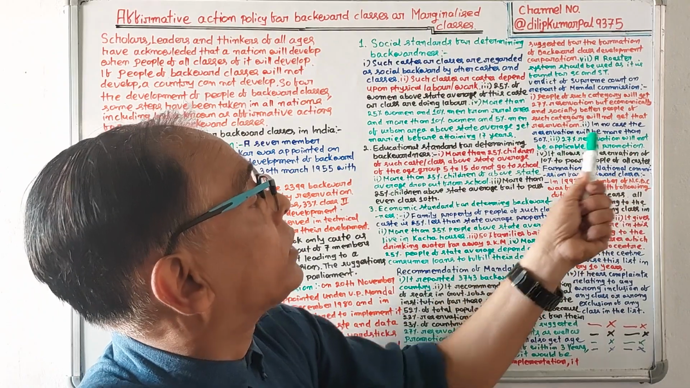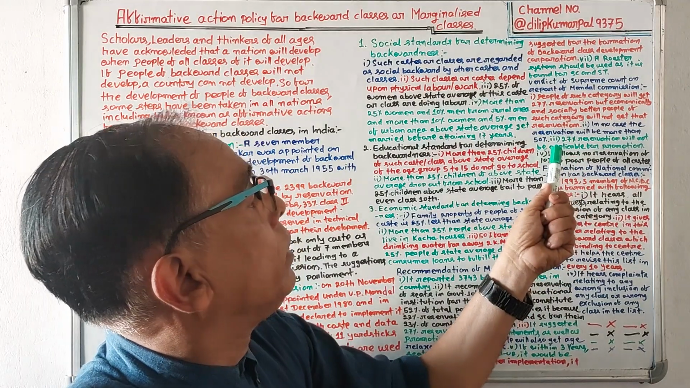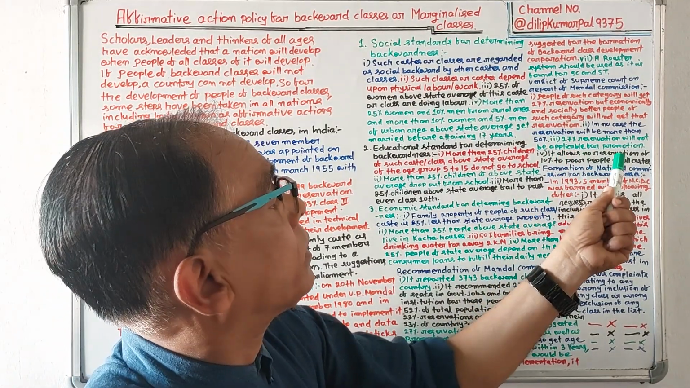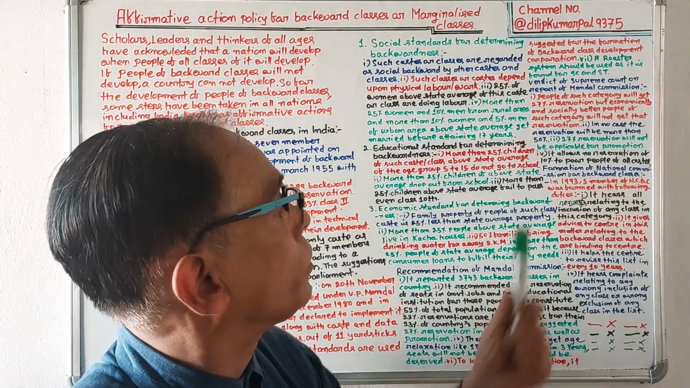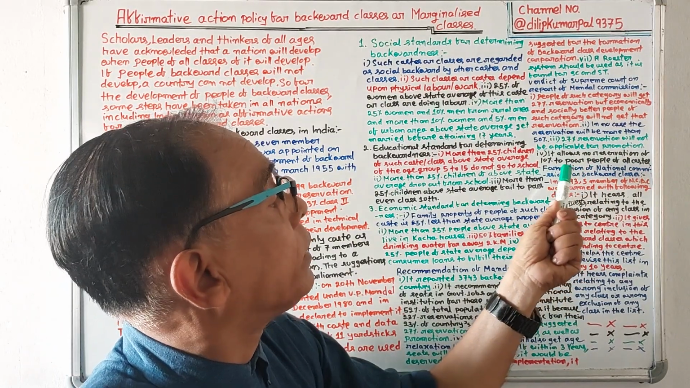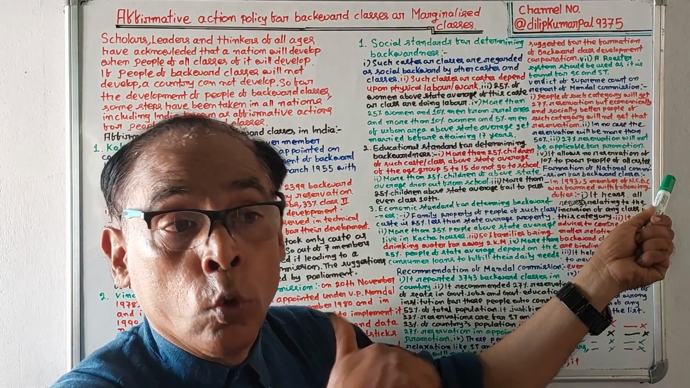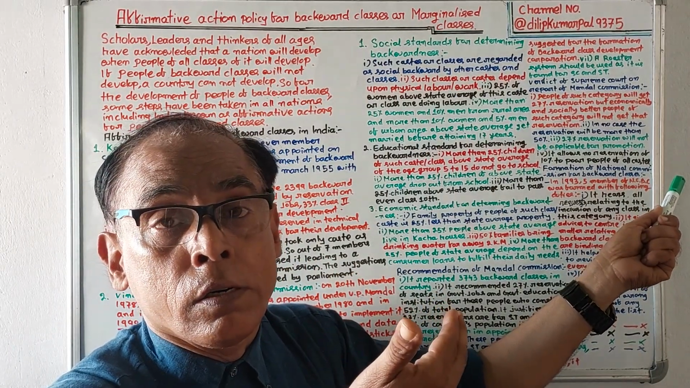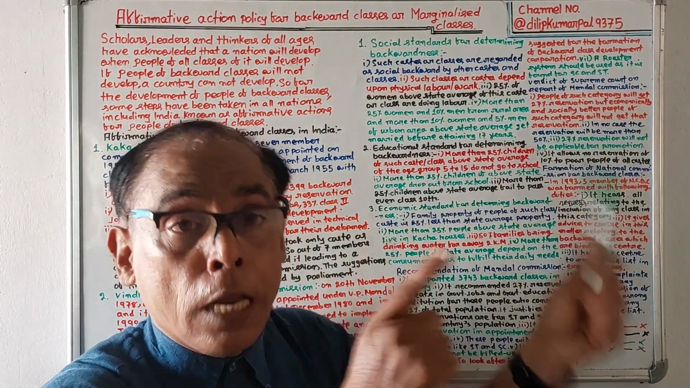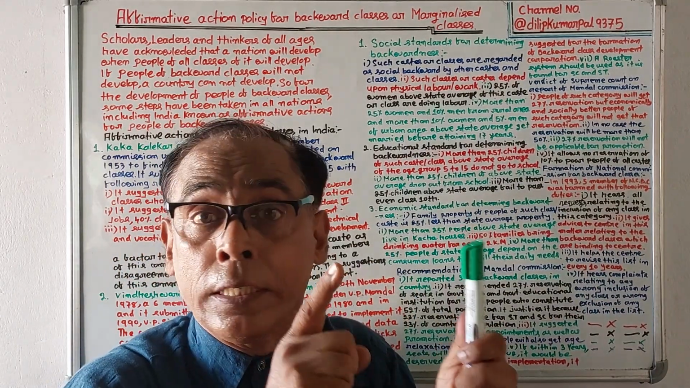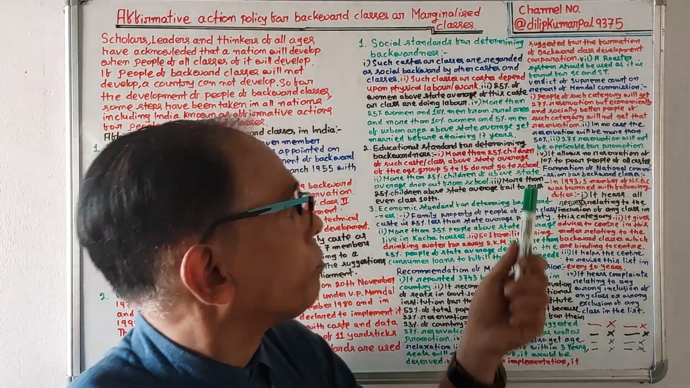Number 2, in no case will reservation be more than 50%. Number 3, 27% reservation will not be applicable for promotion. Number 4, no 10% reservation will have to be made for poor people of all classes.